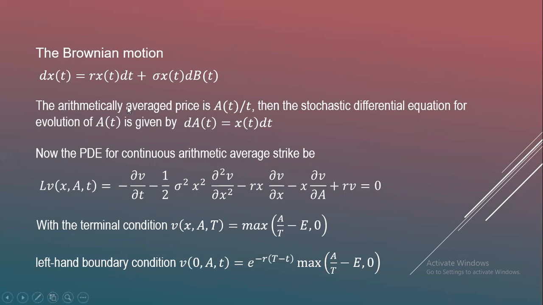And then it's the Asian call option price model. So the arithmetic average price is A_T over T. Then the stochastic differential equation for the evolution of A_t, where A_t denotes the underlying asset price running sum. So dA_t equals X_t dt, because A_t equals the integration from 0 to t of X_s ds.